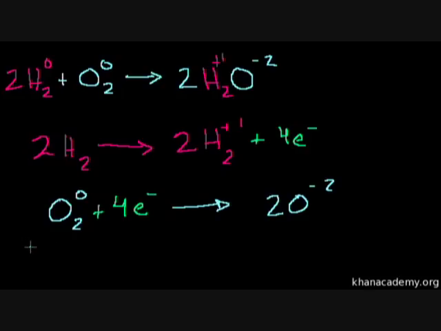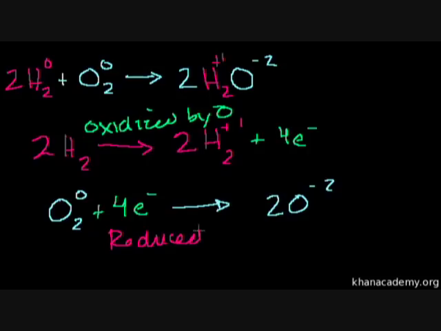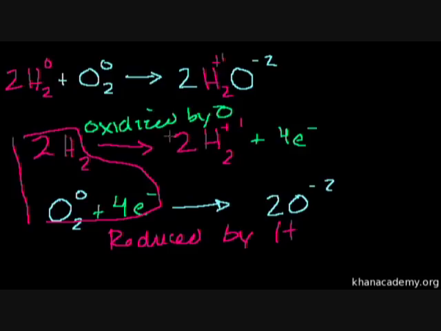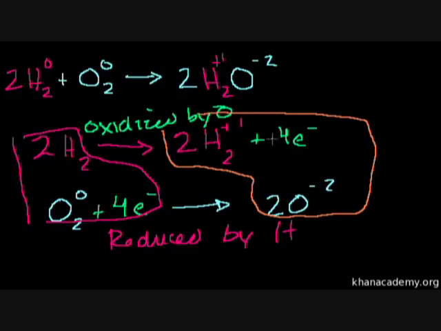So what was oxidized? Oxidized means that electrons were taken away from you. The hydrogen was oxidized. This is oxidized by oxygen. What was reduced? The oxygen was reduced by the hydrogen. And if you actually add these two reactions up, if you make this the left-hand side of your equation, and you make this the right-hand side of your equation, you could remove the electrons from both sides, and you'll end up with your original reaction.